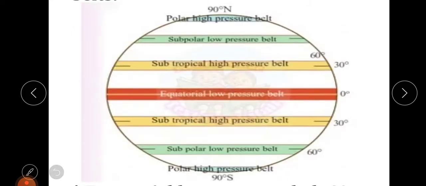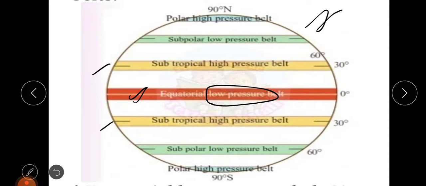In this diagram, and in your textbook also, there is a diagram given on these pressure belts. You see here, first is your equatorial region. It has a low pressure, that is why it is called equatorial low pressure belt. Air pressure is low there. Then you have two subtropical high pressure belts. These two subtropical regions have high pressure. Then there are two subpolar low pressure belts, and the last is your polar high pressure belts. So these are the pressure belts of the world.